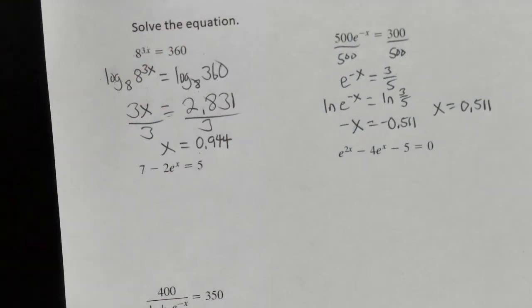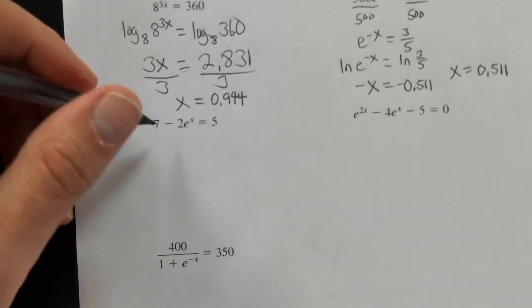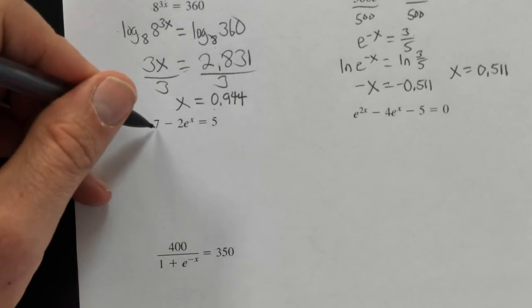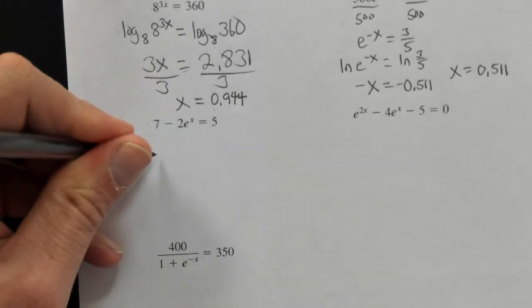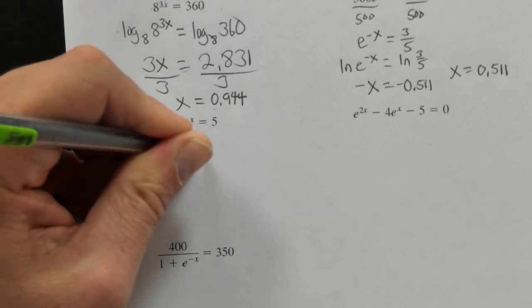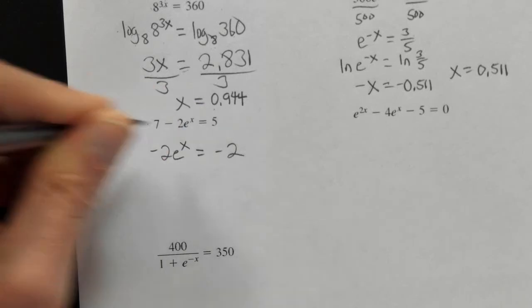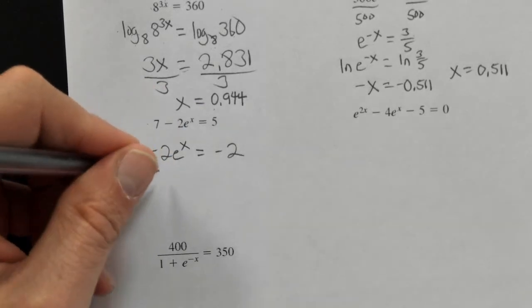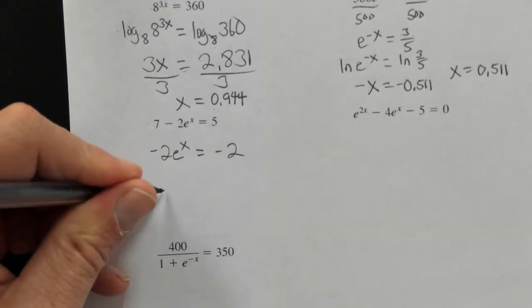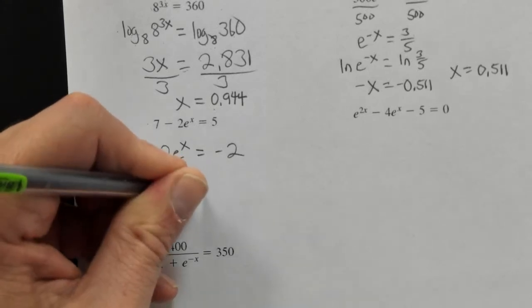All right. What else we got? We got a couple more. Let's see if we can solve this one now. First thing that I would do is move the 7 to the other side, and then I will get negative 2e to the x is equal to negative 2 when I subtract the 7. I can divide both sides by negative 2, and then get e to the x is equal to 1.